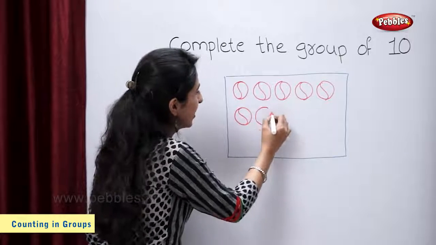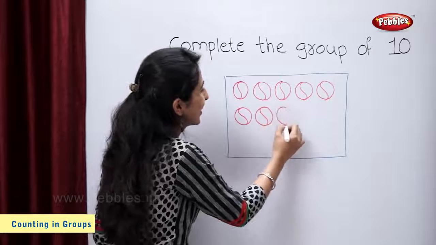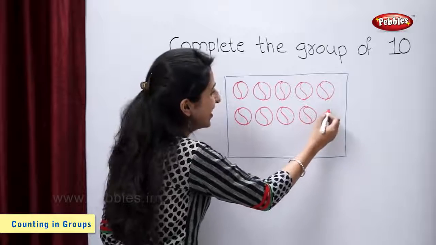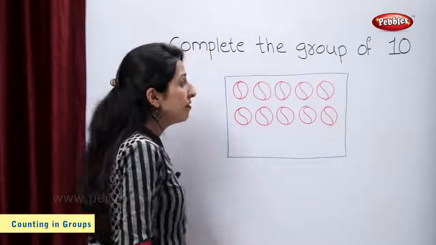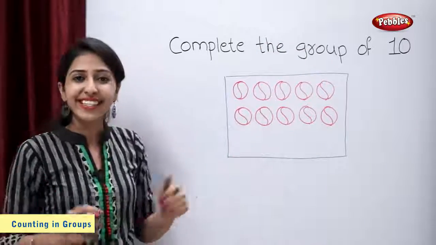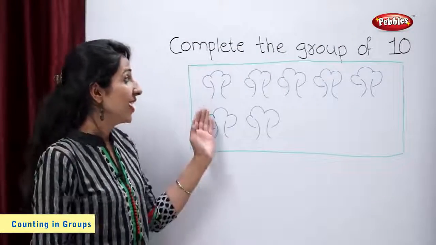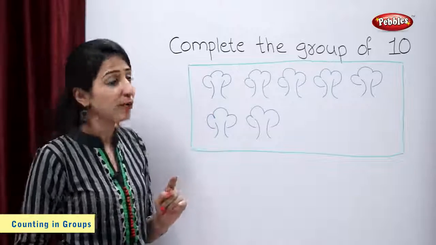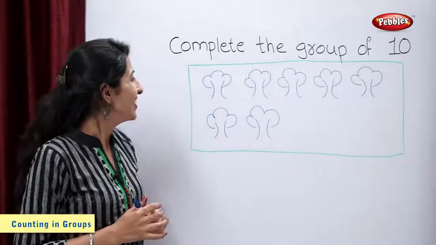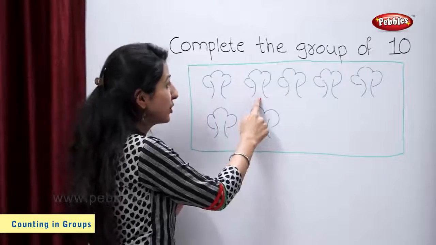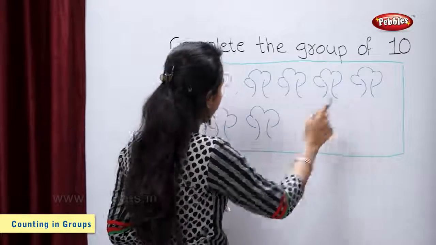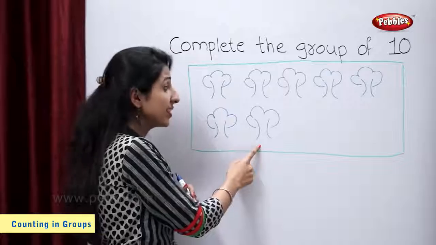1, 2, 3, 4 and 5. So the group of 10 is complete. There are some trees on the board. We have to complete the group of 10. So let's count number of trees. 1, 2, 3, 4, 5, 6 and 7.